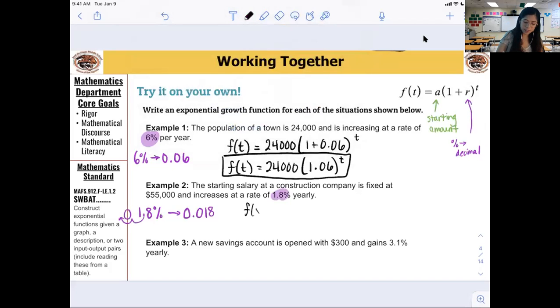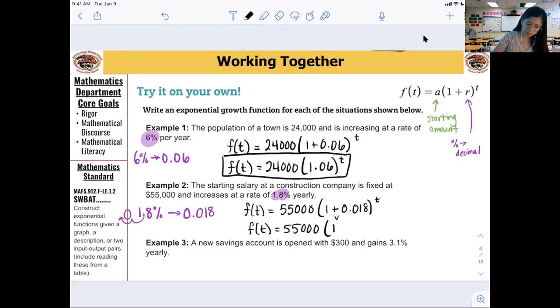Because it does matter, especially on the EOC, there's sometimes you actually have to write it out instead of it being multiple choice. So you got to be very careful. So f of t, my bad, I wrote x. F of t equals 55,000, parentheses 1 plus 0.018 to the power of t. When we add that together, we get f of t equals 55,000, parentheses 1.018 to the power of t. Questions on number 2?